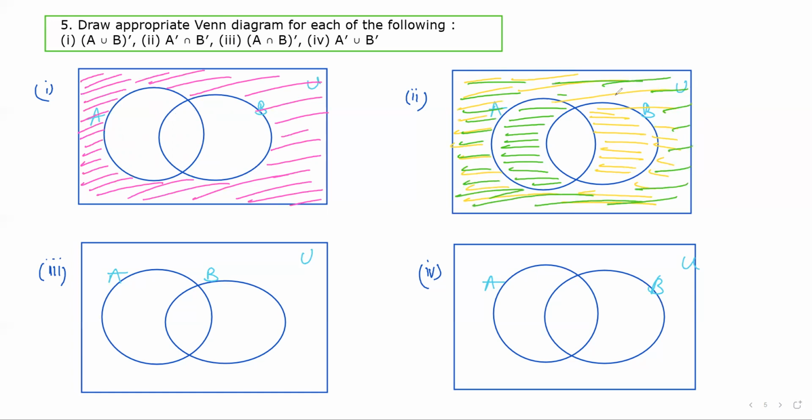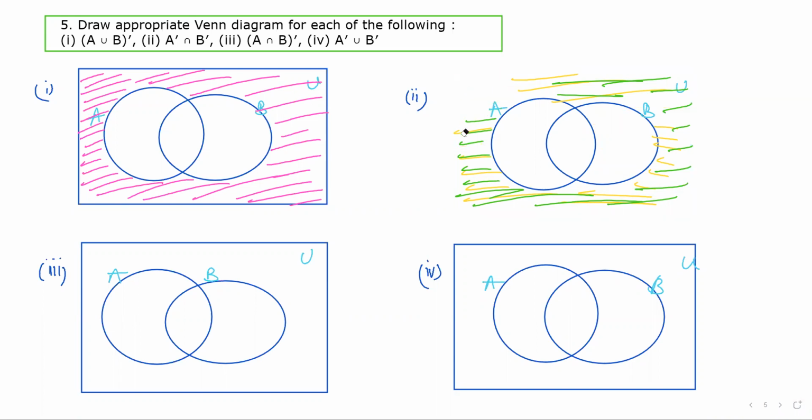Now, by observation, we have to take intersection. What is the region common between this? From these, the exterior portion is common. So this part is not common. This part is not common. Everything outside is common. So let me draw it by a single color.